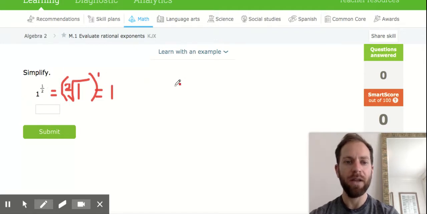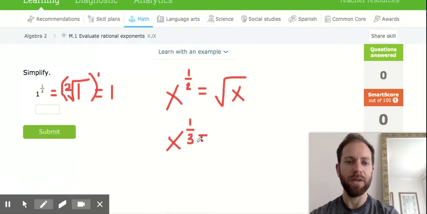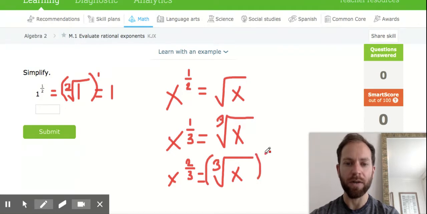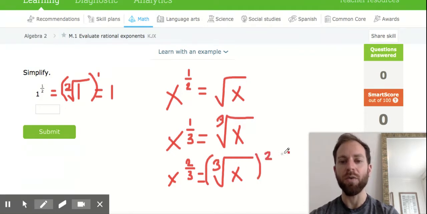So when you have anything, x to the power of 1/2 is just the same thing as the square root of x. Okay? Similarly, if you had x to the power of 1/3, that would be the same thing as the cube root of x, and so on and so forth. If you had x to the 2/3 power, that would be the same as the cube root of x, but now you're taking this whole thing and you're going to be squaring it. So once you find this value, you would square your answer because of the 2 on the numerator.